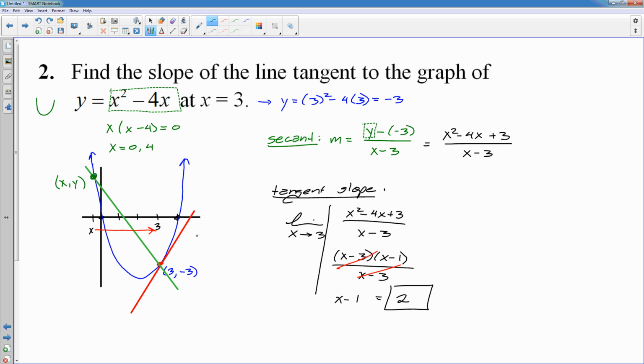And 2 is a reasonable slope. I should get something positive. And I kind of like a slope of 2 for that red line. So there we go. There's a slope of a tangent. Start with the secant and do the limit of that secant as x approaches the point of tangency.